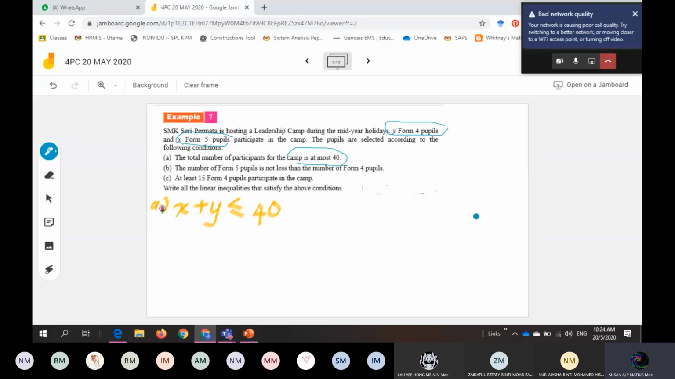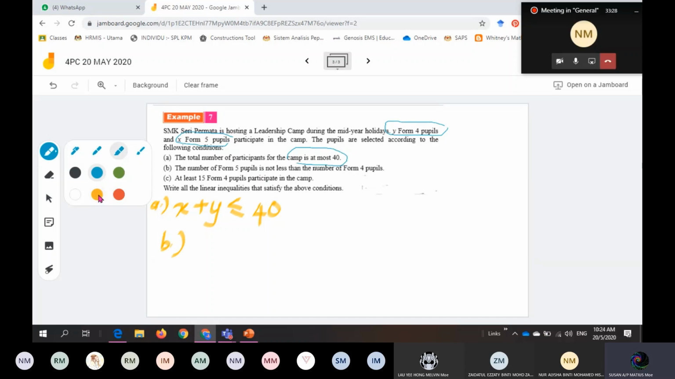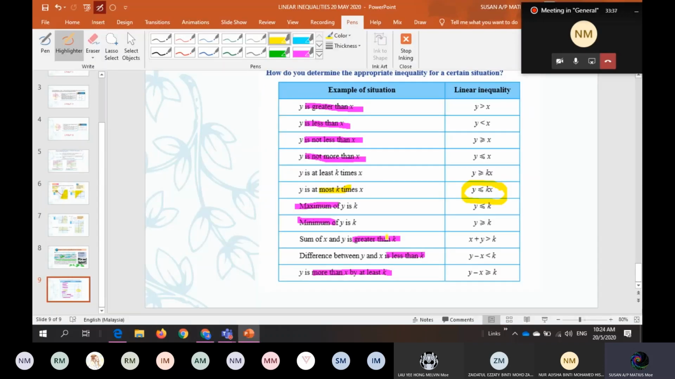Understand? Let's look at question B. The number of Form 5 pupils is not less than the number of Form 4 pupils. Let's look at this sentence. What is the word there? We are going to look at is not less than the number. Go back to our PowerPoint. This is in your textbook as well, page 167.